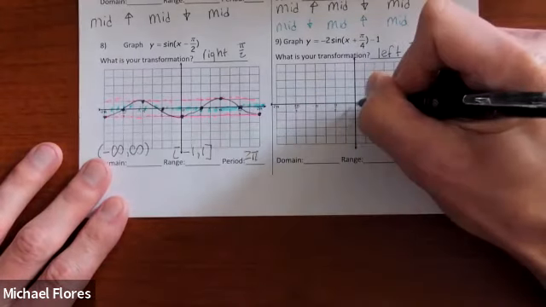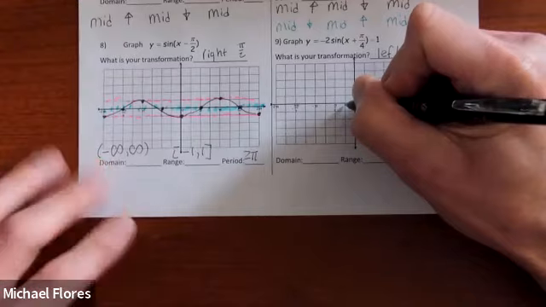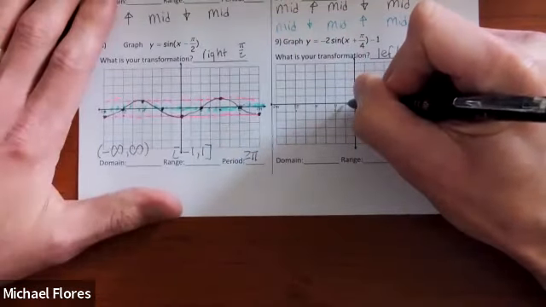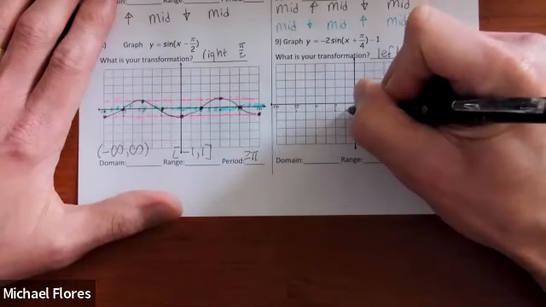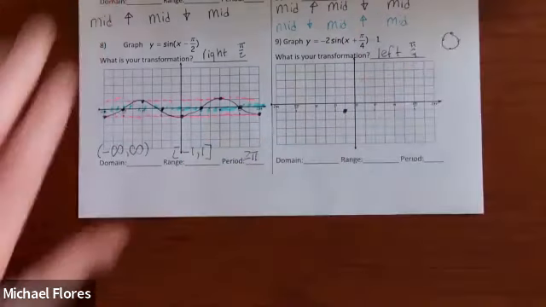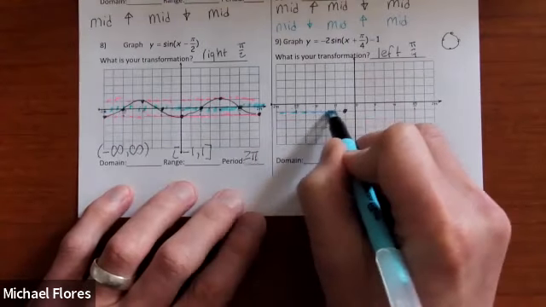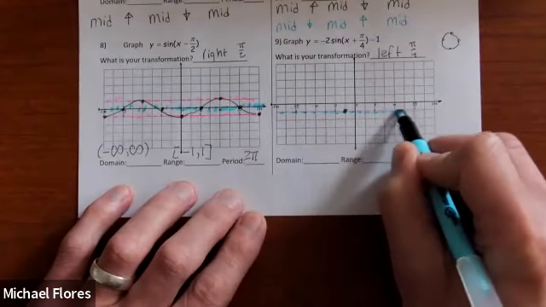So I'm going to start by going one box to the left, and then now I'm going to take care of the vertical transformation of down 1. So one box to the left, down 1. That's where our new middle is going to be. So let me take care of that. There's our new midpoint.